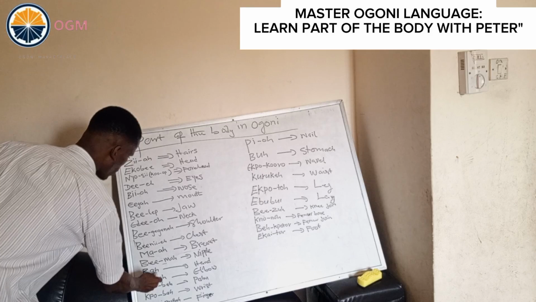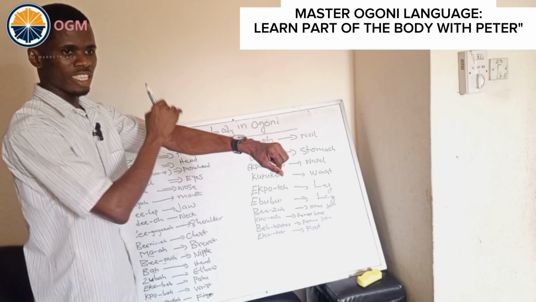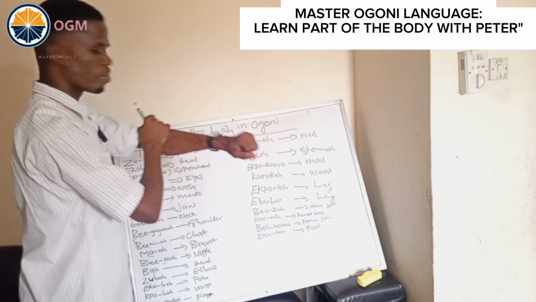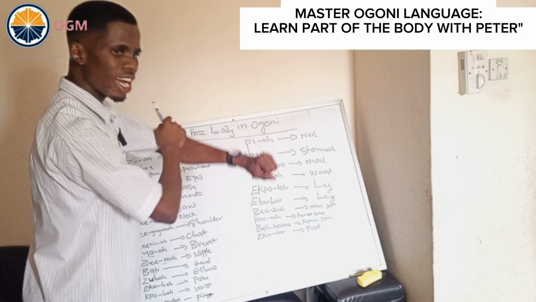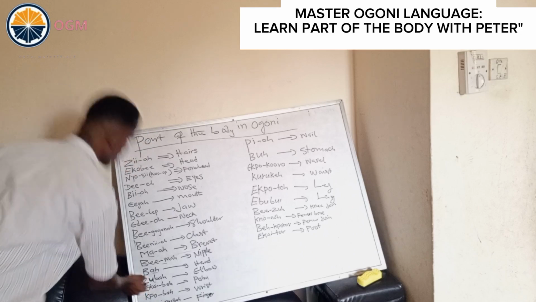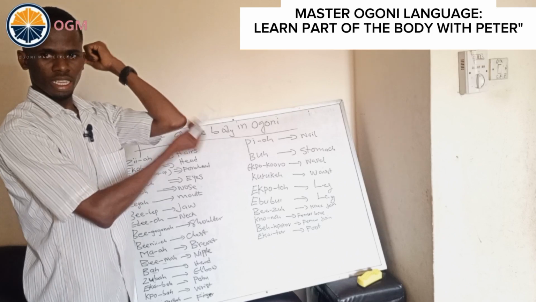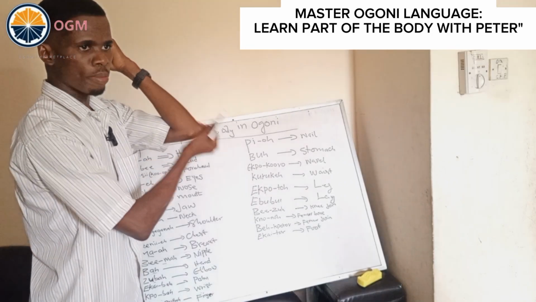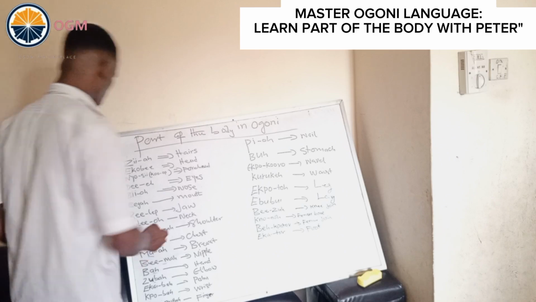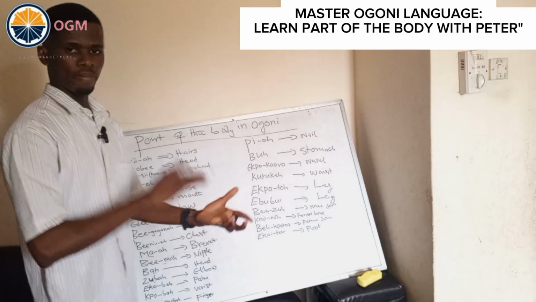Here we have Ba, which is hand. Then we have Zuba, which is elbow. Then here we have Ekaiba, which is palm.